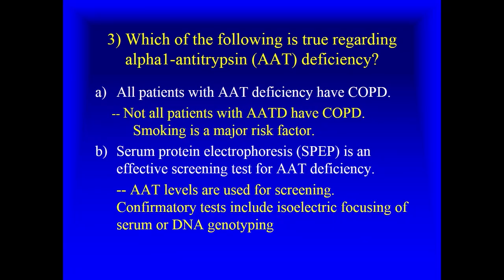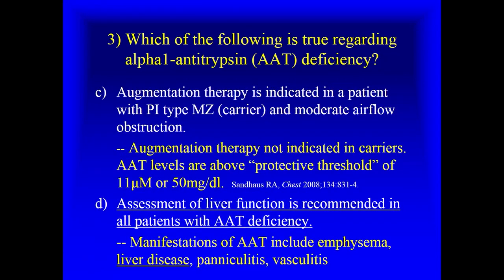A is incorrect because not all patients with alpha-1 antitrypsin deficiency have COPD. We know that smoking is a major risk factor for COPD in these patients. B is incorrect. As we discussed before, serum protein electrophoresis is not an effective test for alpha-1 antitrypsin deficiency. Alpha-1 antitrypsin levels are usually the initial screening test. Confirmatory tests include isoelectric focusing of serum or DNA genotyping. C is incorrect because augmentation therapy is not indicated in PI MZ carriers. In these patients, the alpha-1 antitrypsin levels are above the protective threshold, defined as 11 micromolar or 50 milligrams per deciliter.